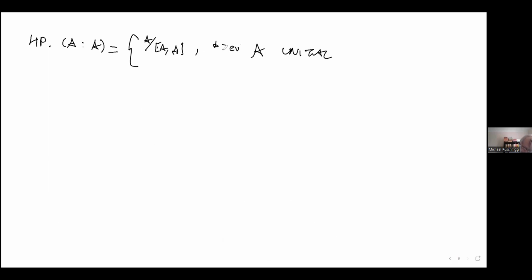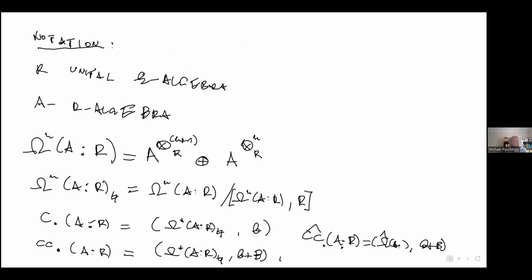Okay, now I come to the results I want to discuss. Maybe just one example. If A is unital, what is HP of A? So this is the commutator quotient of A in the even case, and it's 0 in the odd case. Little exercise, okay?